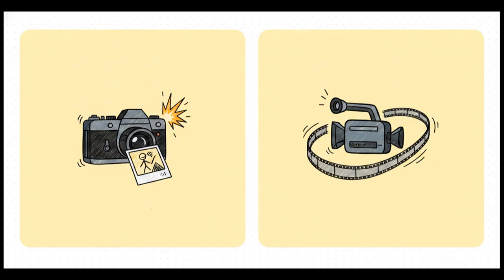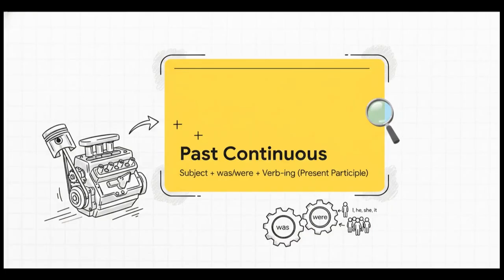It drops your reader right inside the ongoing event, really emphasizing the duration. I was watching a movie. See the difference? You aren't just looking at the event, you're literally living inside it while it's happening. So to build that video recording, we need the right mechanics. The formula is actually super simple. Subject plus was or were plus your verb ending in ing.